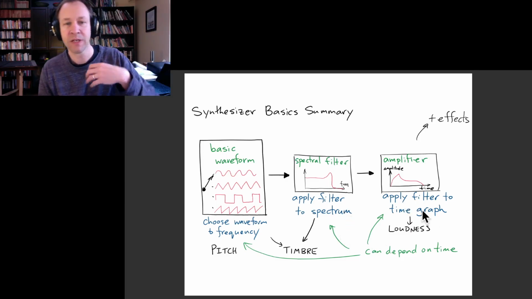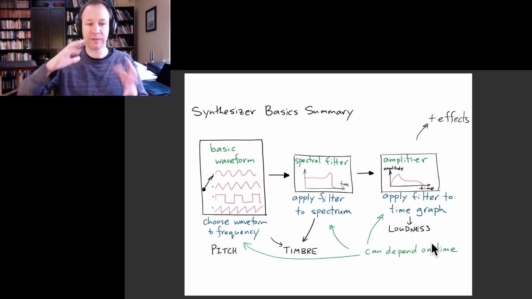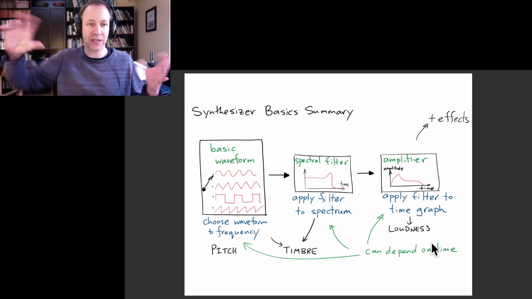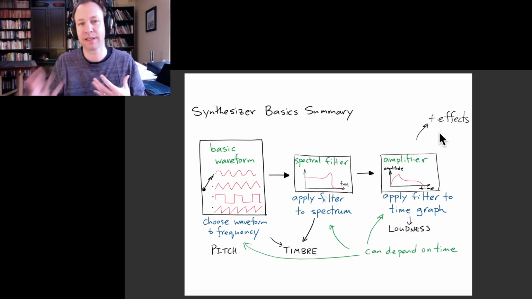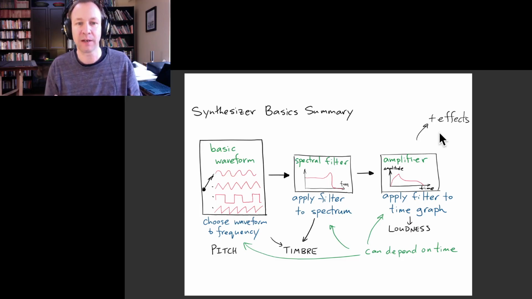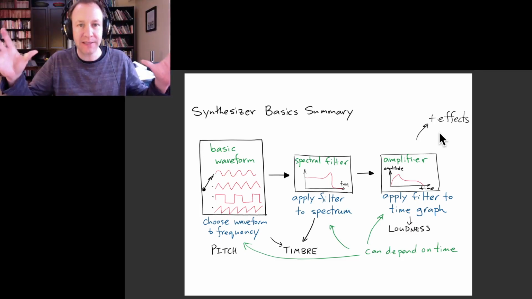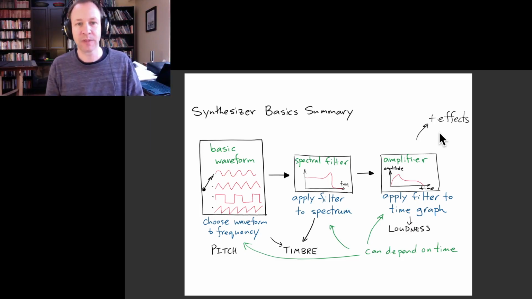We could do various other things with the loudness or the frequency, so we could have those oscillate with time. And we could add extra effects, things that you've probably heard of: chorus, reverb, vibrato. So this is a basic summary, and in the rest of the video I want to go through each of these steps in more detail and then give you some examples of manipulating the actual sounds.